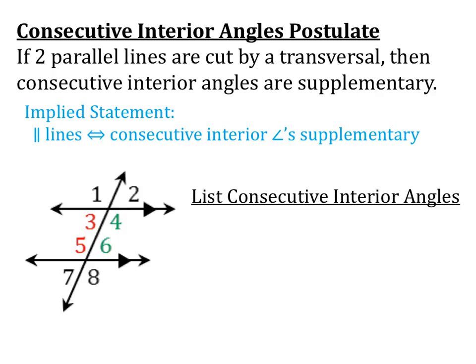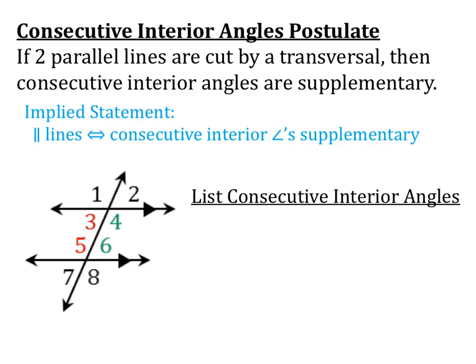Alright, our last postulate for this lesson is the consecutive interior angles postulate. So if two parallel lines are cut by a transversal, then consecutive interior angles are supplementary. This is the first time we see a supplementary relationship. All the other previous postulate relationships have been implying congruence of angles. So this is the one pair of angles that are unique. In other words, when you have parallel lines, it implies the consecutive interior angles are supplementary. That means they're going to add up to be 180 degrees.